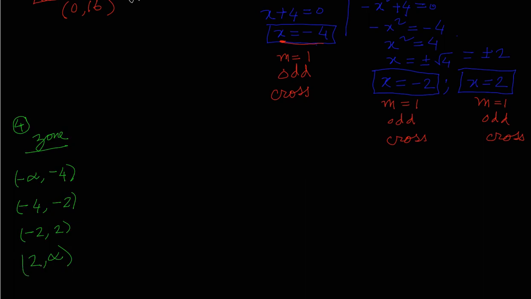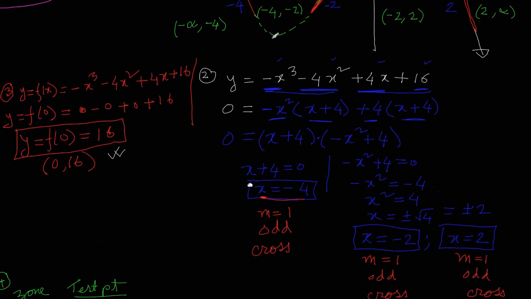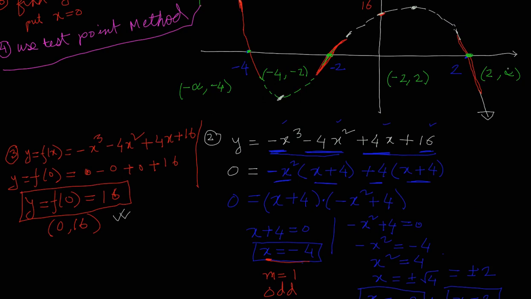Then we are going to choose some test point from each zone. So what I am going to do is pick some test point from each zone. Let me use another color so that we are okay with that. Let's say I am choosing a test point from the first zone equal to negative 5.